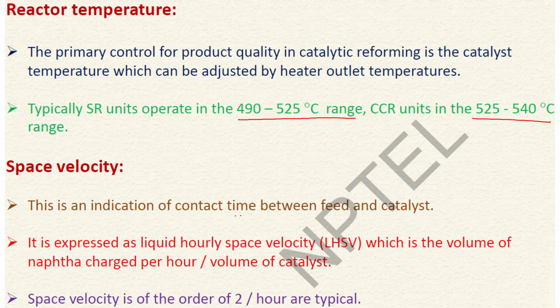Velocity is basically an indication of the contact time of feed and catalyst. It is expressed as the liquid hourly space velocity, which is LHSV, the volume of the naphtha charge per hour per volume of the catalyst. So a space velocity of 2 per hour is typically required.